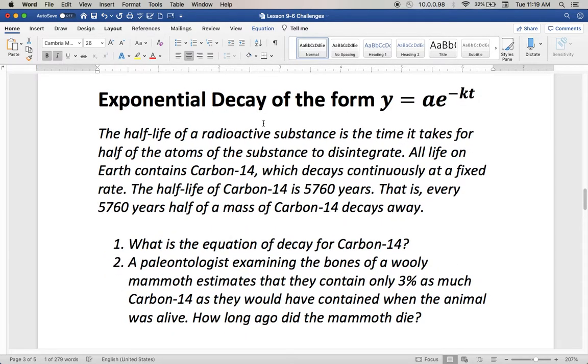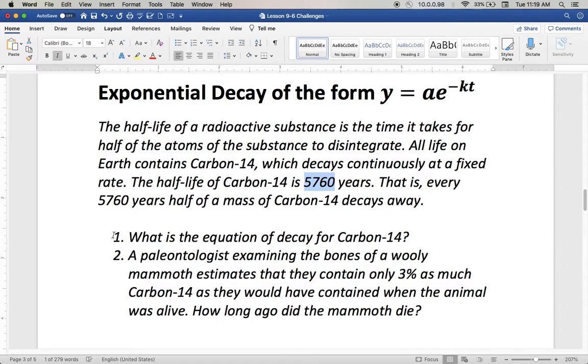The half-life of a substance is the time it takes for half of the atoms of the substance to disintegrate. All life on Earth contains carbon-14, and the half-life of carbon-14 is 5,760 years. That doesn't mean it all disappears in that amount of time. Half of it disappears in that amount of time, and then whatever's left takes another 5,760 years to decay, and so on, until there's so little carbon-14 left in the sample that you can't even detect it. We don't have the instruments to detect it.